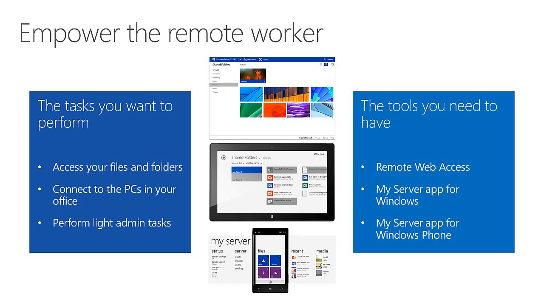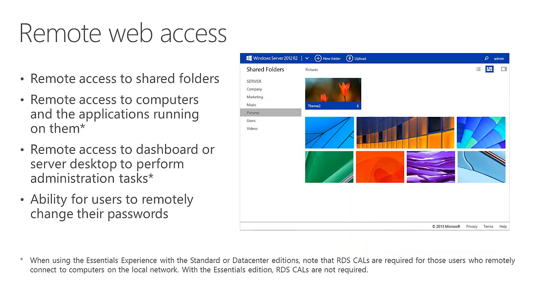So if somebody needs their password reset, or you want to check to see if there are any alerts on the server, or know what they are. These are all things that you might want to do, and then the tools that you have to do that include the Remote Web Access Portal, the My Server app for Windows, so this could be for any Windows 8 computer, laptop, tablet, so on. And we also have a My Server app for your Windows Phone. So let's take a look at these.